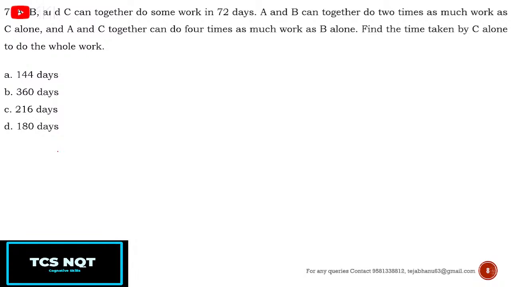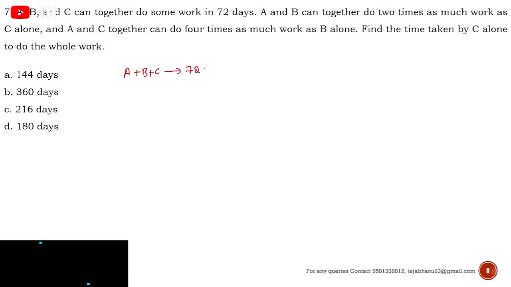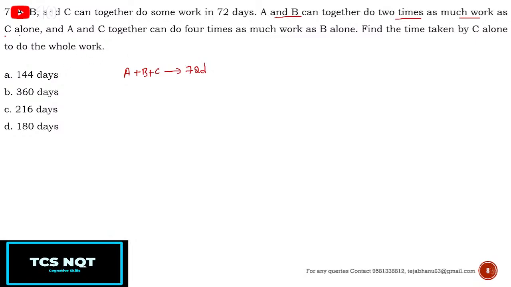Next question. This is a question from time and work. Have a look at it. A, B, C together can do some work in 72 days. A and B together do 2 times as much work as C alone. That is, A plus B is equal to 2C. That is what is given.